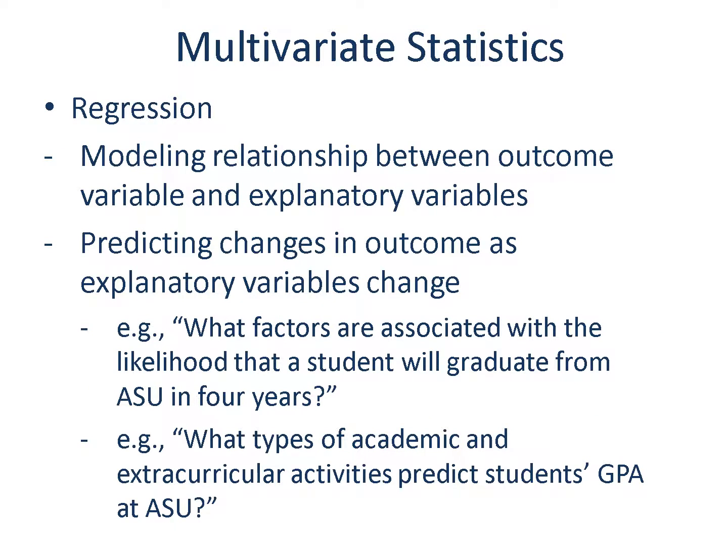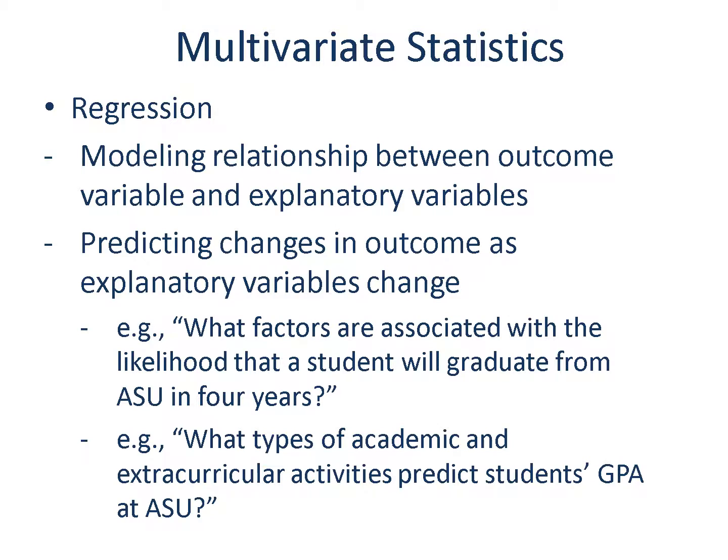Now, let's move on to multivariate statistics, which often employs inferential statistics. Multivariate statistics examine relationships among multiple variables simultaneously. In particular, regression models estimate relationships between one outcome variable and multiple explanatory or independent variables. Basically, you can use regressions to predict how values in the outcome variable change as values in explanatory variables change. Here are some examples of research questions for which you can employ a regression analysis.